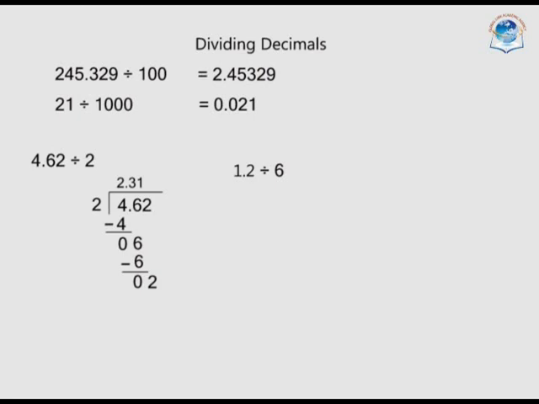1.2 divided by 6, we use the same long division method. 6 cannot divide into 1, so we write 0 point, and then we take it as 12, and 6 goes into 12 two times, and the answer is 0.2.